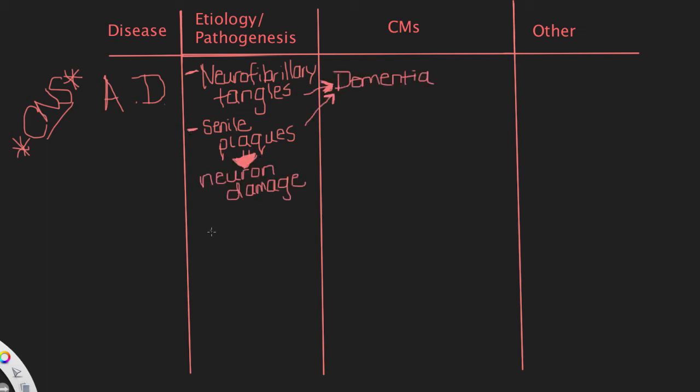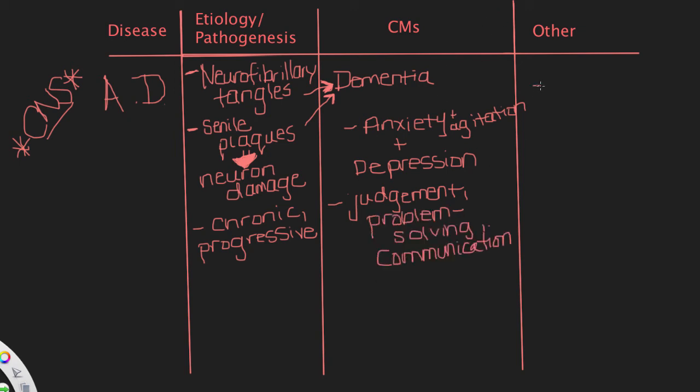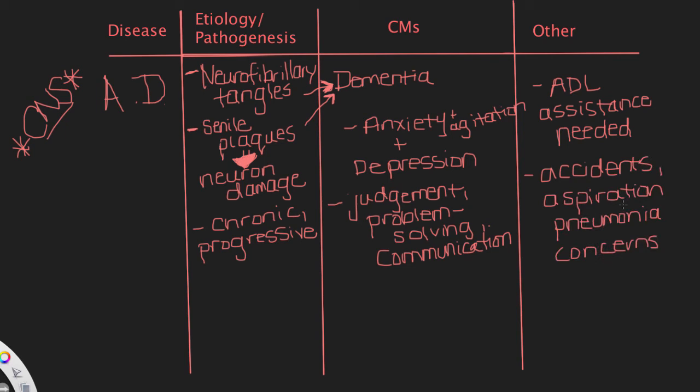So Alzheimer's is chronic and progressive, and it does get worse after diagnosis. More clinical manifestations that you would see are anxiety and depression, and the anxiety is often coupled with agitation. And then as the disease progresses, you see a lot of problems with judgment, problem solving, and communication. Eventually your patient will need some help with ADLs, and due to many factors, accidents and aspiration pneumonia are really common concerns.